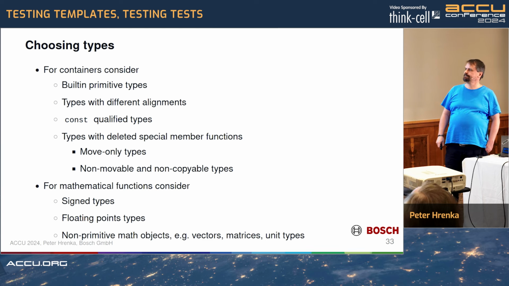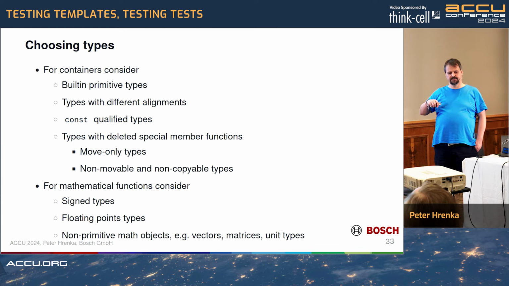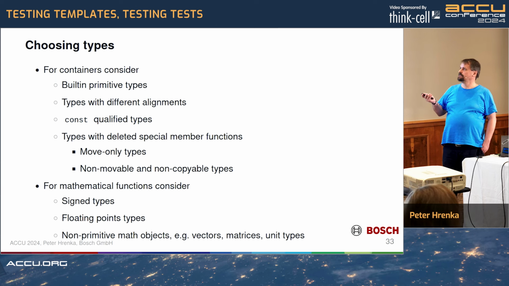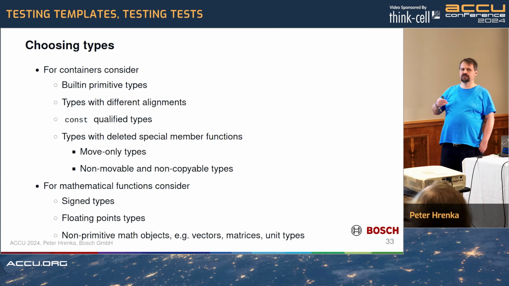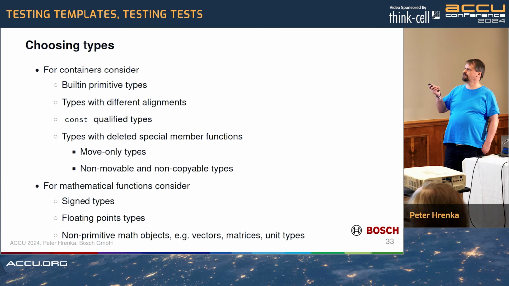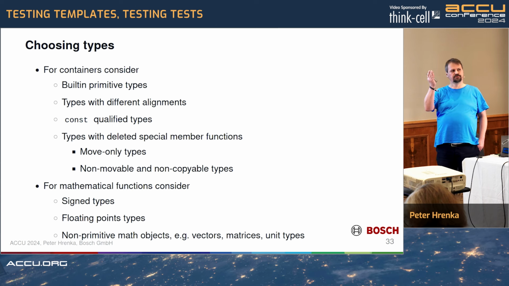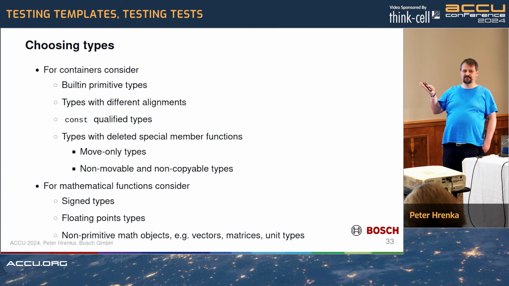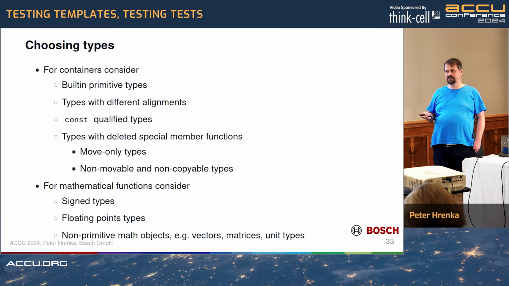Now, coming back to the container area. If you have a container, it should work for the primitive types. I should have a bunch of those. You will also get different alignments. You will check for forced alignments. You want to check if it works with const qualified types, if that's a thing.